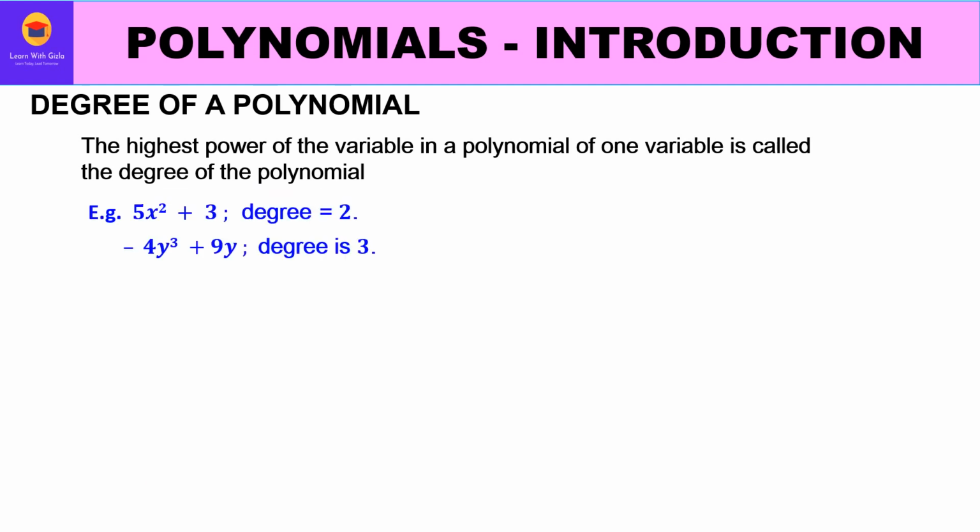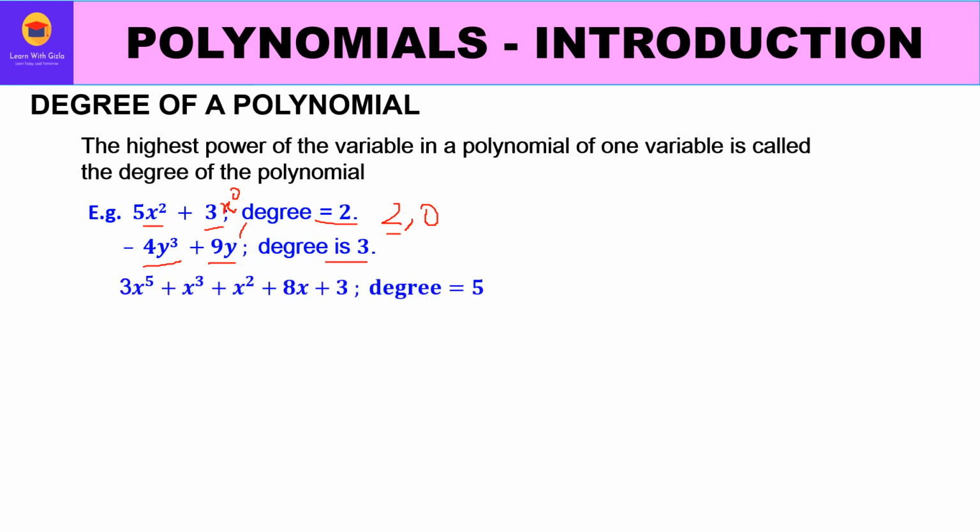Let us take an example. Suppose I say 5x square plus 3. Now over here x is raised to power 2. Even 3 has a power, where x is raised to power 0. Now we have 2 and 0 as the powers. The highest is 2. So the degree is 2. Let us take one more example. 4y cube plus 9y. Over here the power is 1, y raised to power 1. Here the power is 3. 3 and 1, the highest is 3. So the degree is 3.